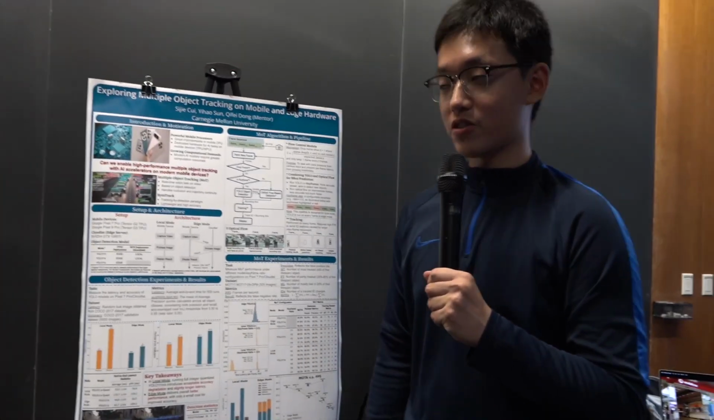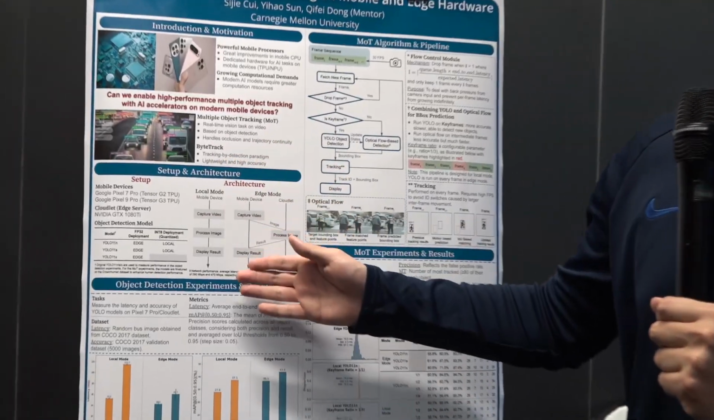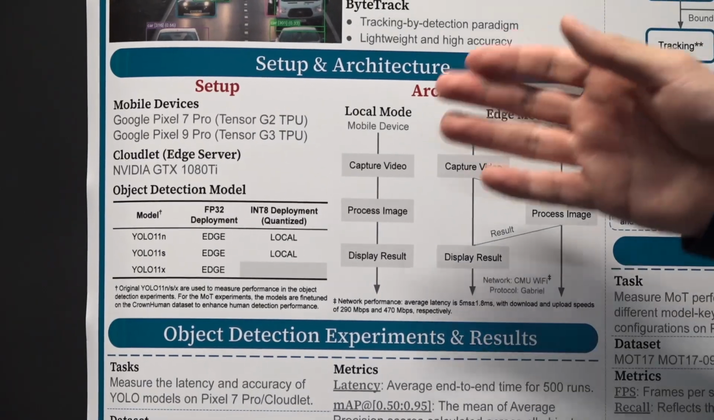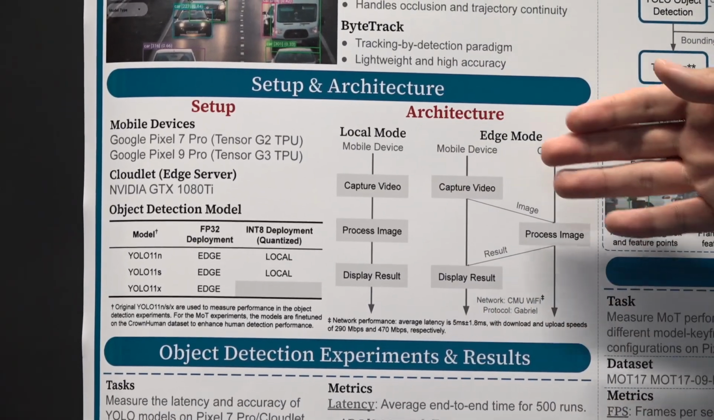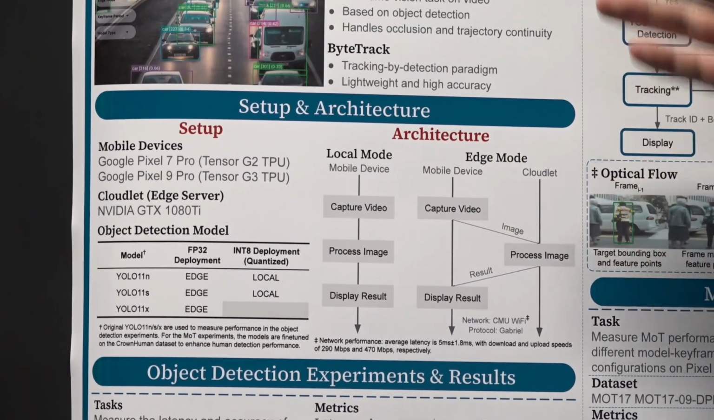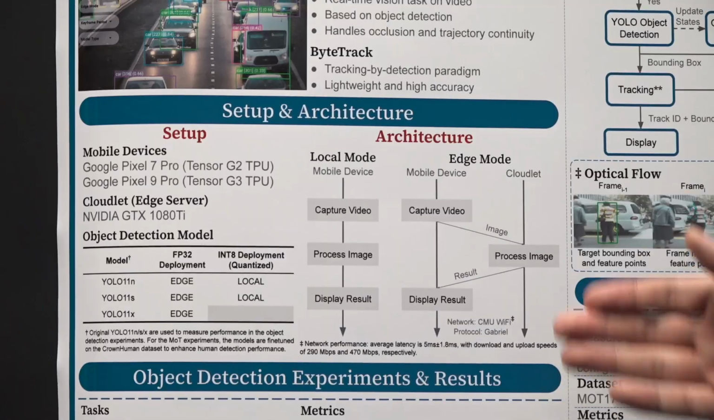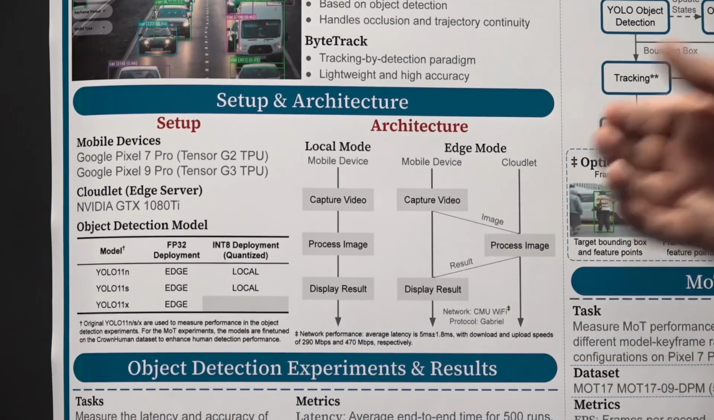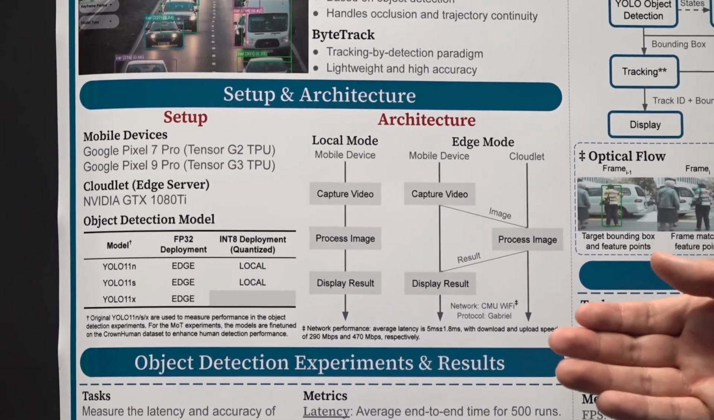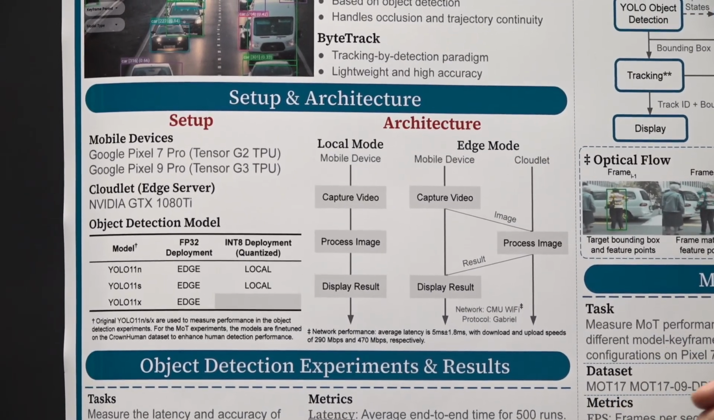So let me introduce our setup and architecture. Our architecture has two modes. This one is the local mode, where everything, including the model inference, the processing, and our tracking, is done on the mobile device. And for the edge mode, we use the mobile device only to capture the video and send these frames to the cloudlet, and the cloudlet will do all the computation and send the results back. So the mobile device's job in the edge mode is limited to only capturing the data and then displaying the results. We did most of our experiments in Baker Hall at CMU, so the network speed is fast and the bandwidth is large as well.